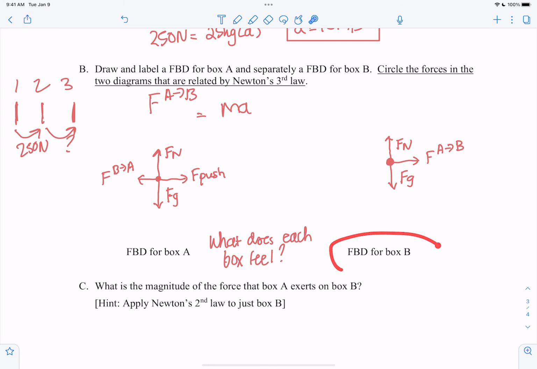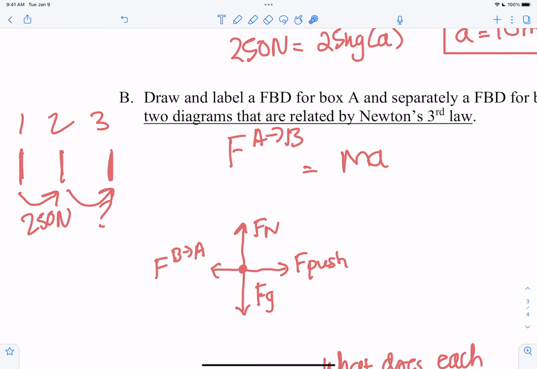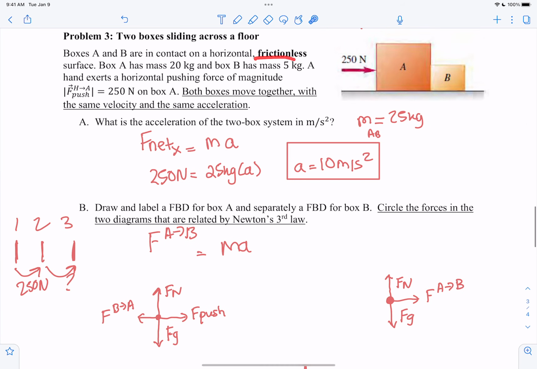When I'm drawing a free body diagram just for box B, I don't care at all what force I'm acting back on the other object. I just want to figure out what I feel. So it's a selfish, individualistic kind of perspective on each component. Friction, they said it's frictionless, so we don't have to factor that in. But does that make sense in terms of separating things out? The concept of separating the two perspectives.